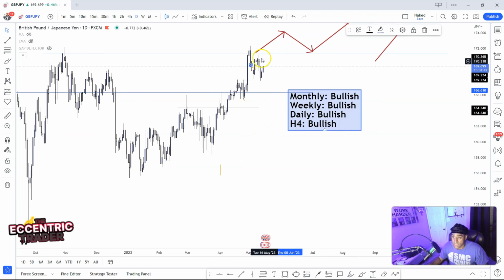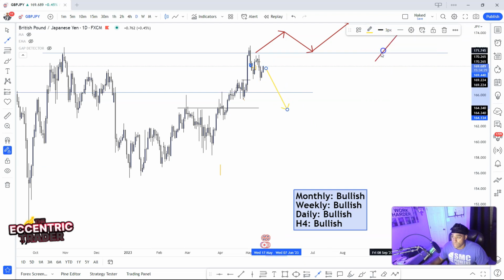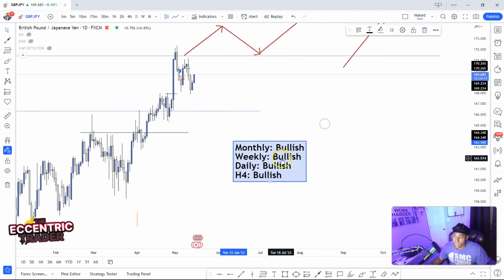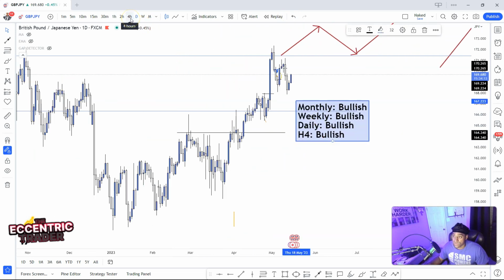Price can either break out of this level, which I kind of showed you right here, or it can do something like that. We don't know yet. We just gotta wait and see. I think it's gonna want to break out upward, but yeah. Let's go to the H4.